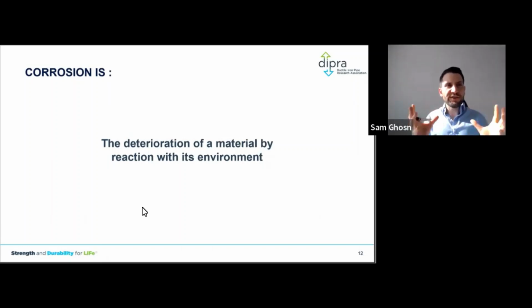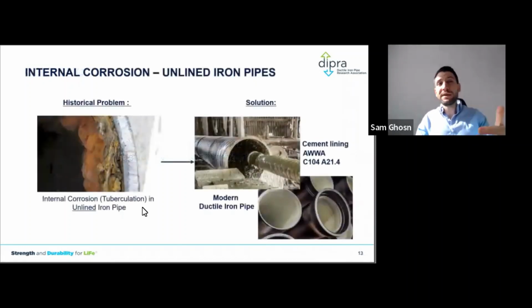So we need to understand the environment before we judge whether the pipe will be there for 100 years or not. And that's what we did over 70 years of research with DIPRA and a lot of utilities across North America. I told you about internal corrosion.